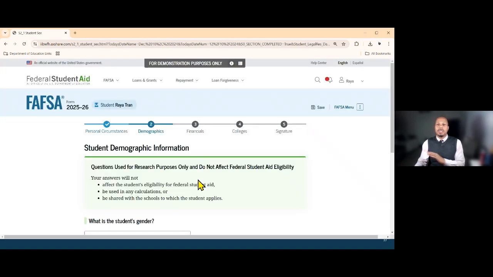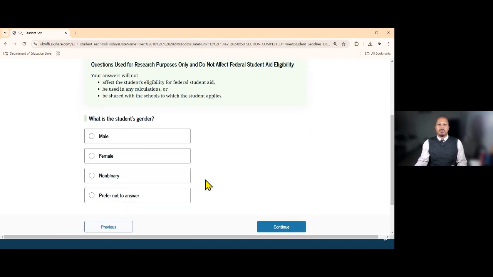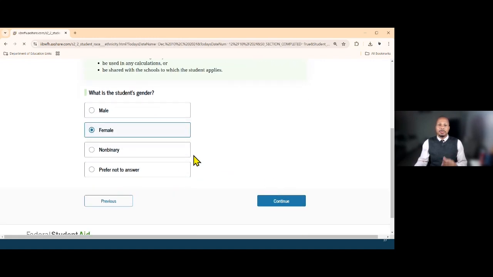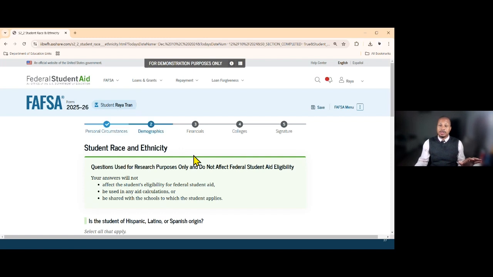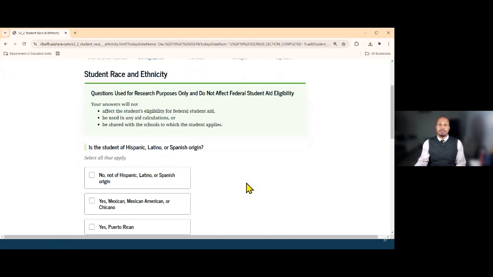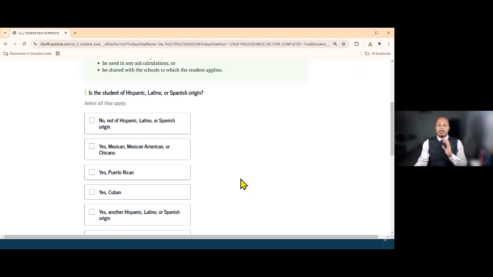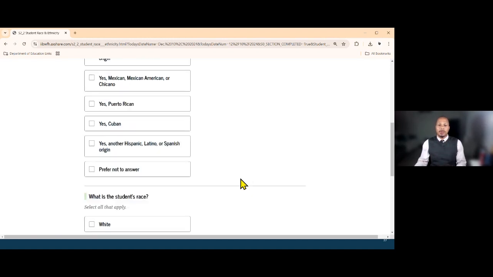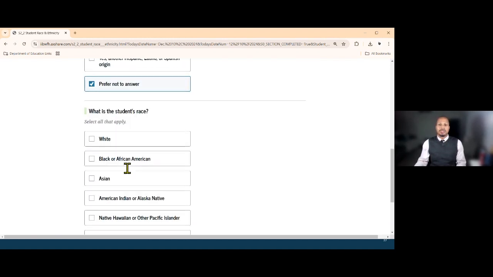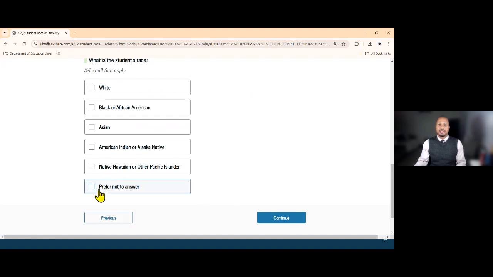These questions are completely optional. We ask information about the gender. For this case, it was a female. But again, these are completely optional and will not affect a student's eligibility for federal student aid. We also ask information about their race and ethnic background. In this case, the student is going to go ahead and hit prefer not to answer and move on.